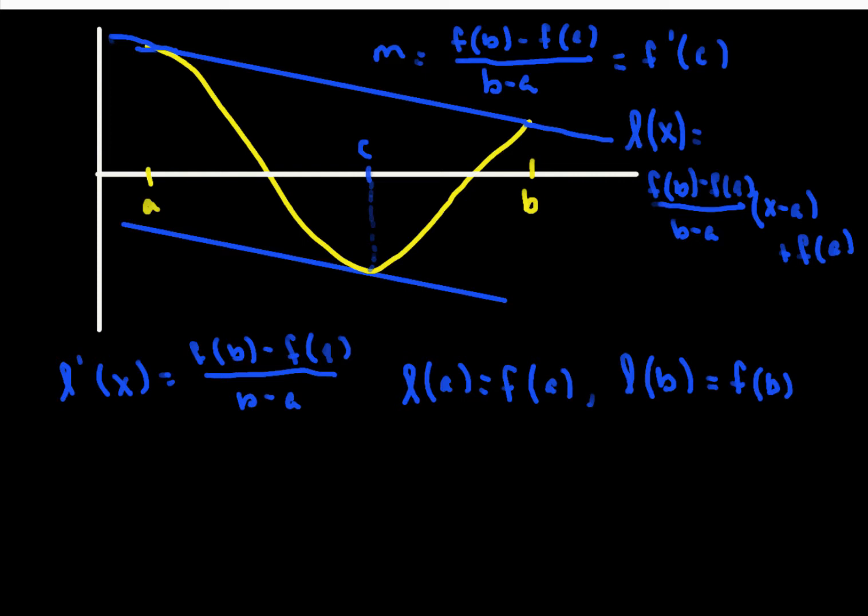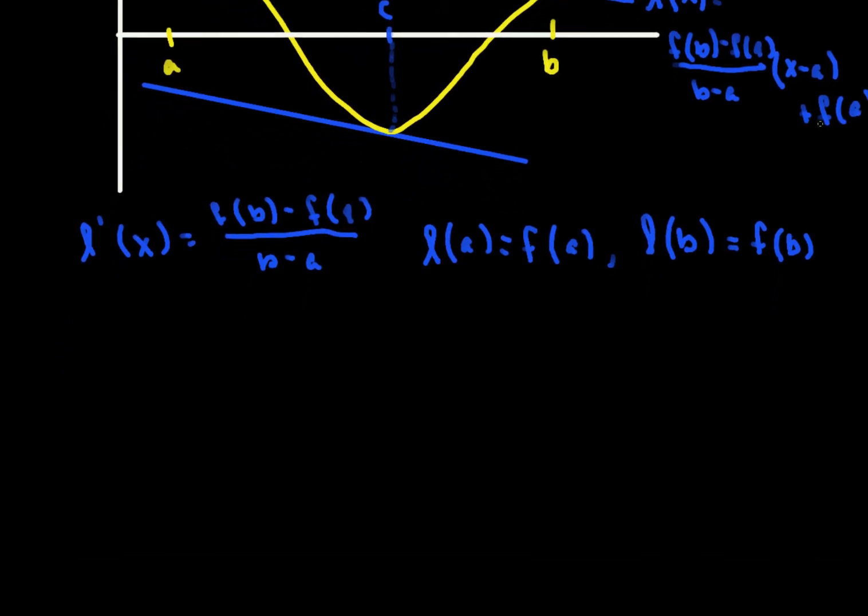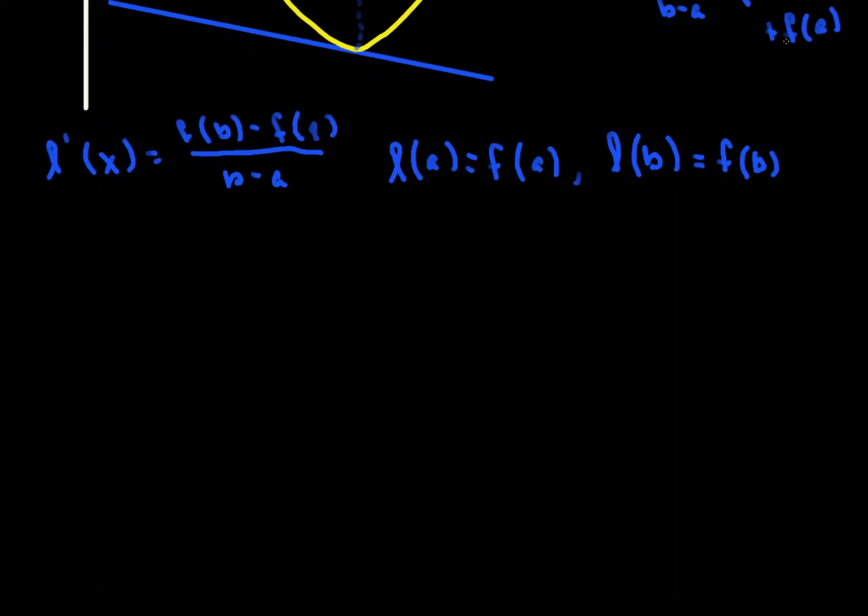So we're going to use those facts to build a new function. I'm going to call it h of x. So I'm going to define h of x to be equal to our original function minus L of x.